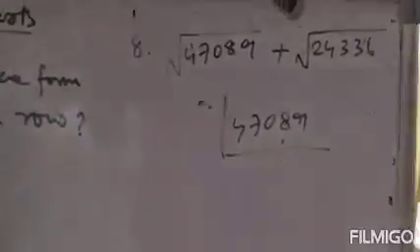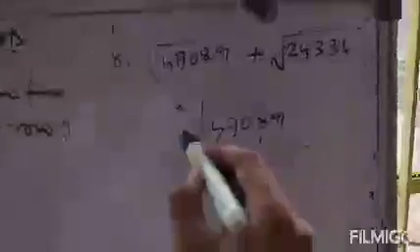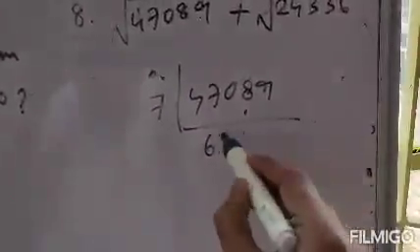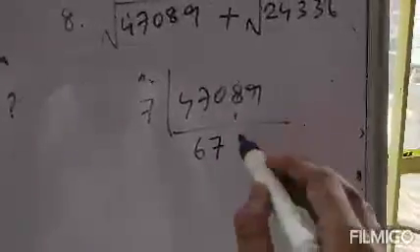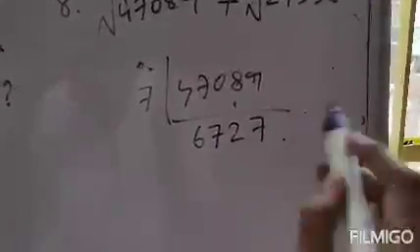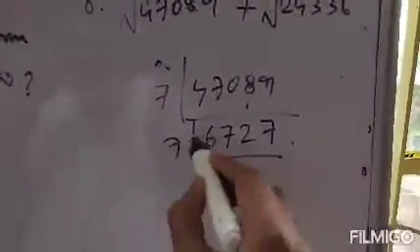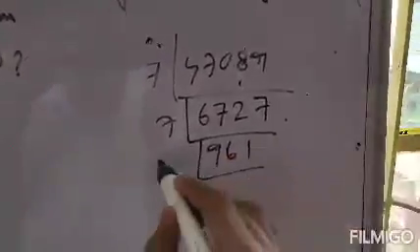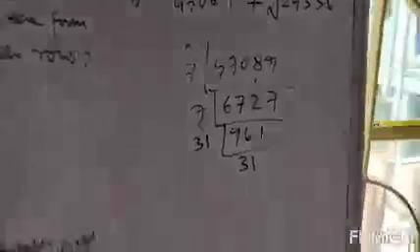47089. Clear? We should square root it first, then we will add these two. So the number is 47089. Now, do it by 7 first. Six 7 2 7. Next again 7 1. Next it will be divisible by 31 because 31 square is 961. Clear?